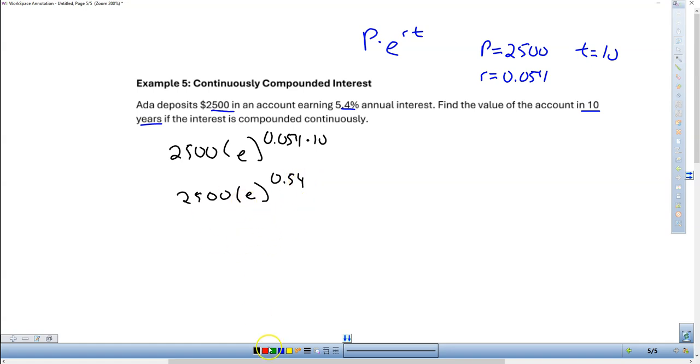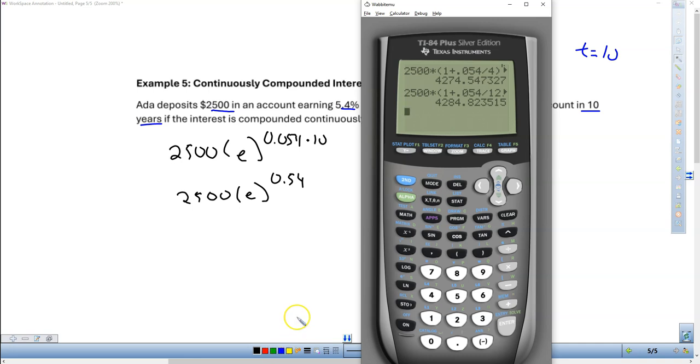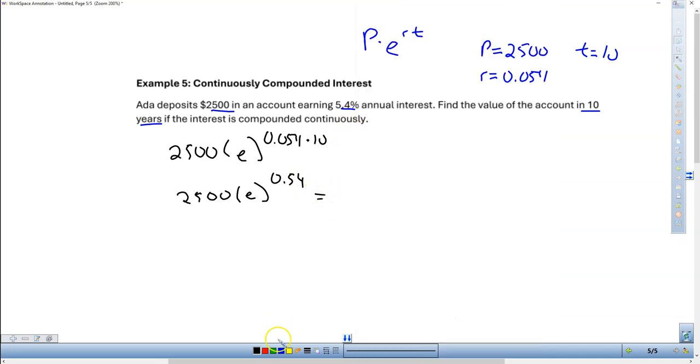All right, with that in mind, let's grab our calculator and find out what we need to calculate. I'm going to do 2,500 times, and I'm going to use the e function here, which is right above the ln on your calculator. Then I'm going to plug in 0.54. Hit enter. And I got $4,290 and about 2 cents. So let's go ahead and write equals, switching back to blue ink, $4,290.02.